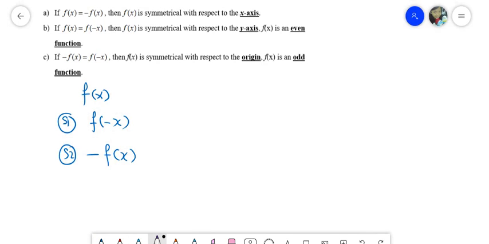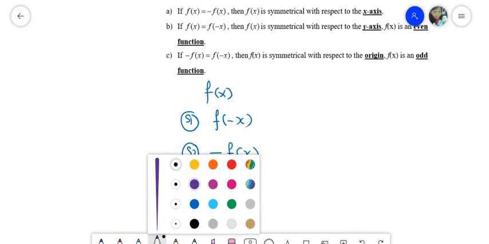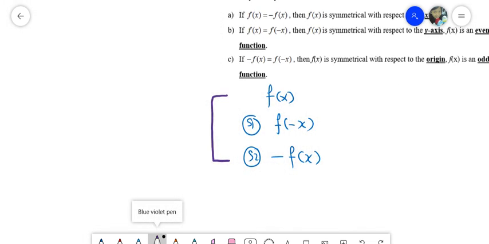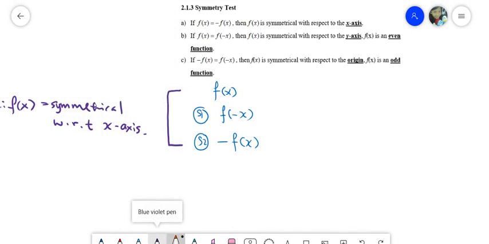If your f(x) is the same as your step 2, that is negative f(x), then you can conclude already. You can say f(x) is symmetrical with respect to the x-axis. So that is your conclusion. Can you follow? Now let's continue.